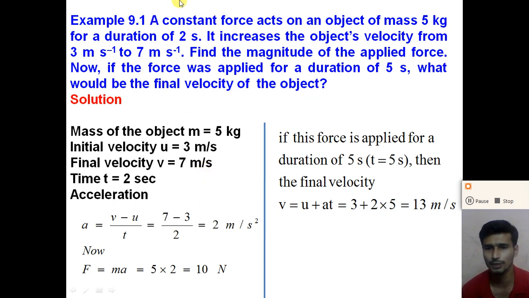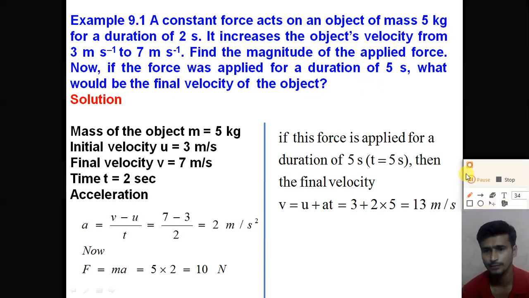Now what do we want to calculate? Find the magnitude of the applied force. What is the magnitude of the applied force? Now if the force was applied for a duration of 5 seconds, what would be the final velocity of the object?